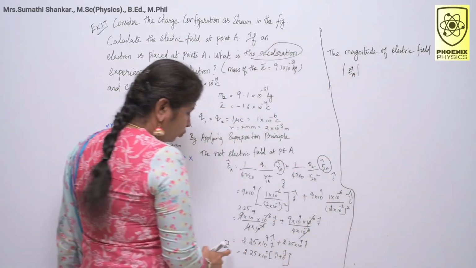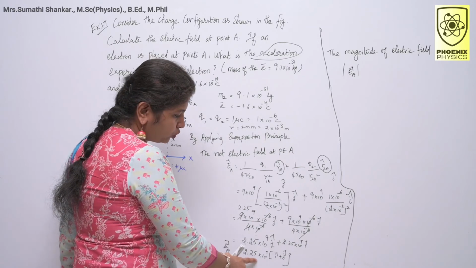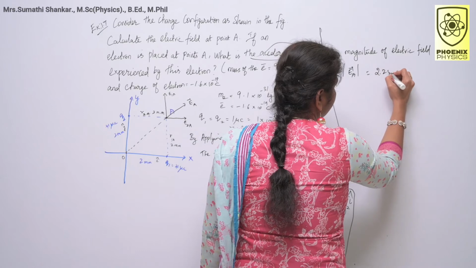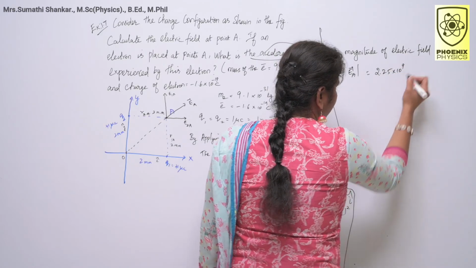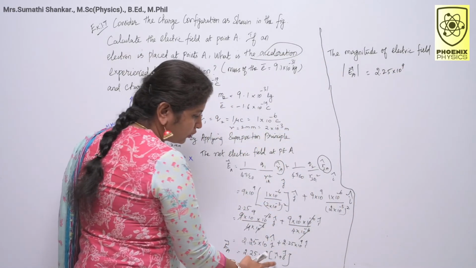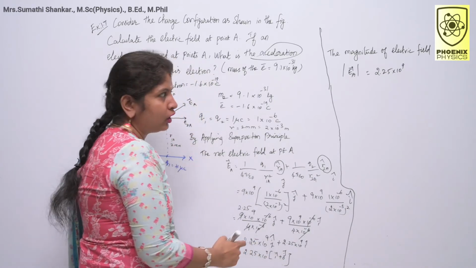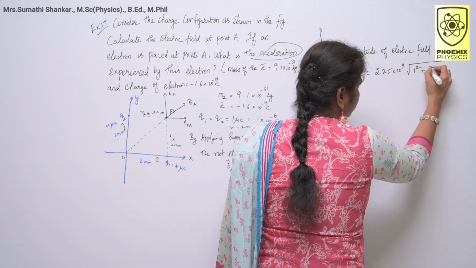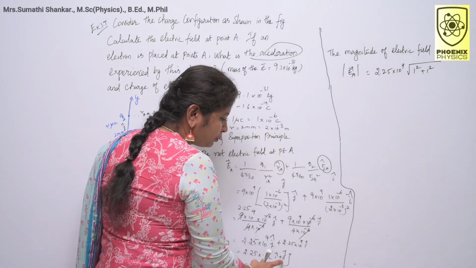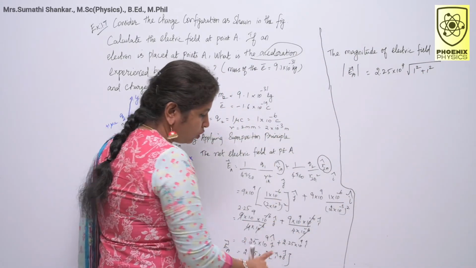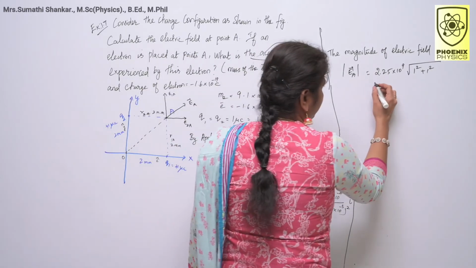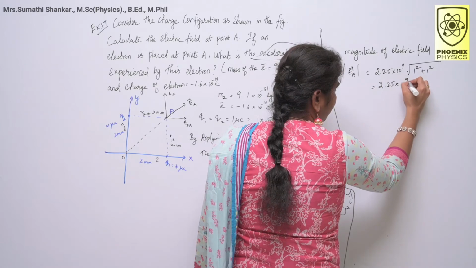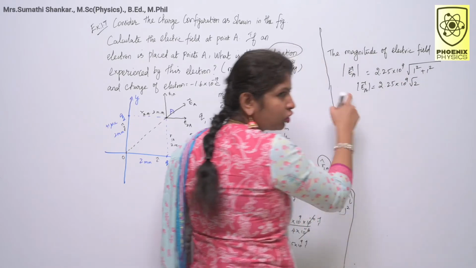You know what the EA vector is? That is 2.25 into 10 to the power of 9 (i vector plus j vector). We are going to take the modulus of this i plus j vector. How do you take the modulus? Square root of 1 square plus 1 square, because we have i vector plus j vector and the coefficient is 1. Your answer is 2.25 into 10 to the power of 9 root 2. This is the mod of EA.